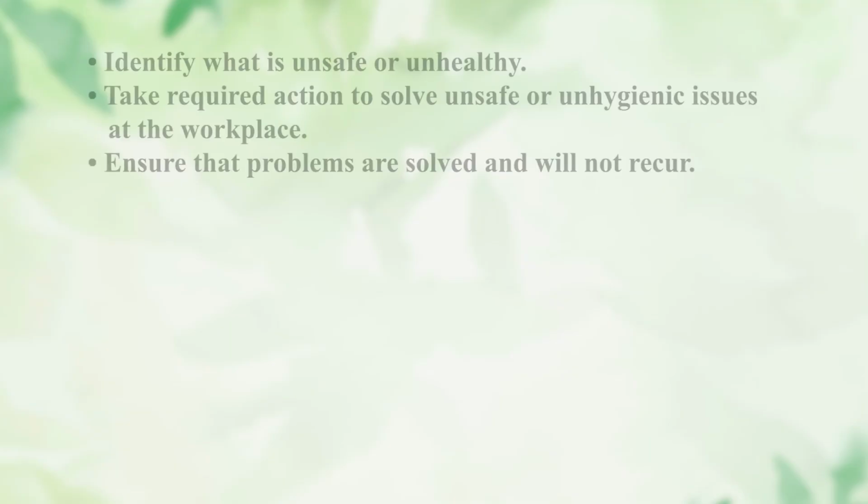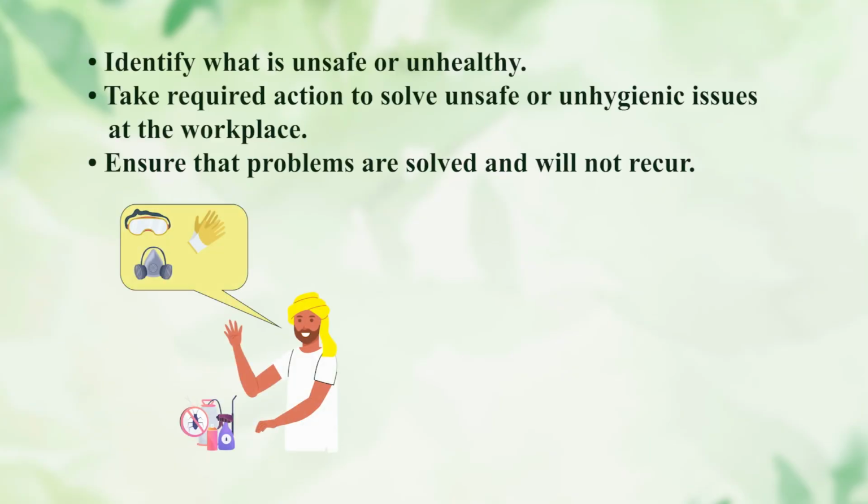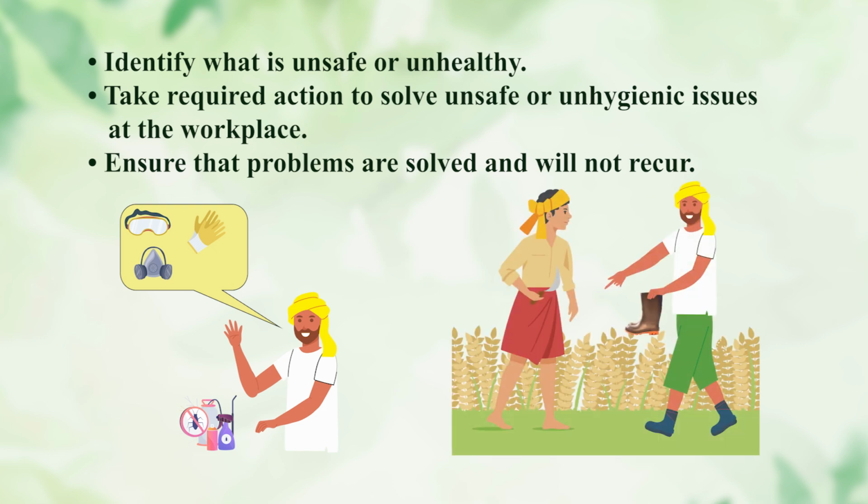Students, we have reached the last topic of this video lecture, that is the general health and safety measures. So what are they? Let us understand them one by one. Identify what is unsafe or unhealthy. Take required action to solve unsafe or unhygienic issues at the workplace. Ensure the problems are solved and will not recur.